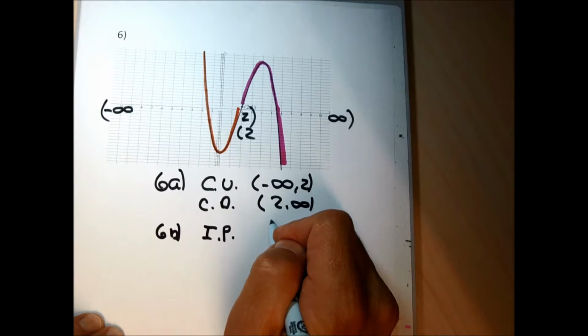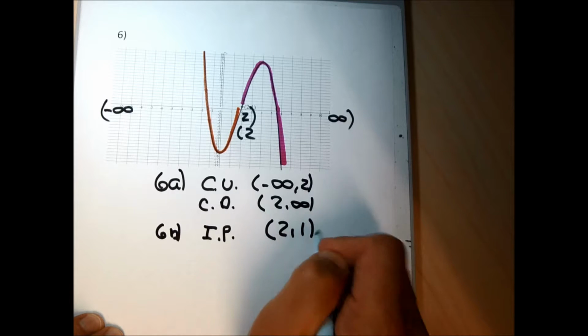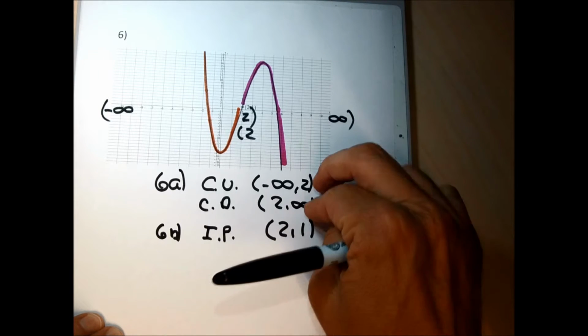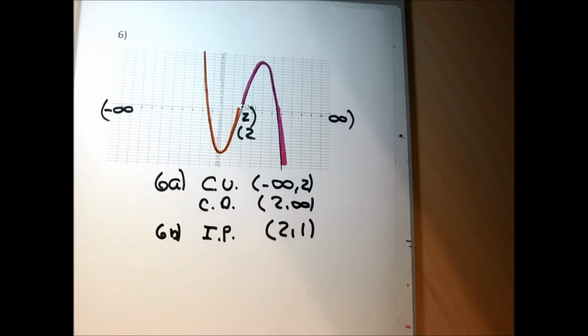An inflection point is any point where the graph changes concavity. It has both an x and a y coordinate. When I'm writing the intervals where a graph is concave up and concave down, I'm only writing the x coordinates.